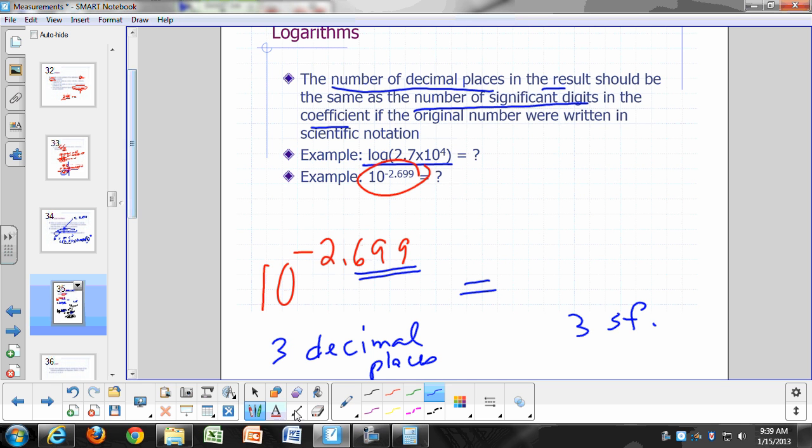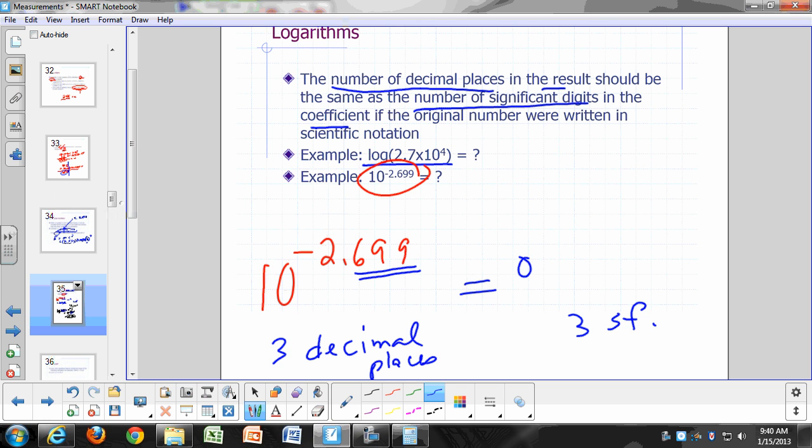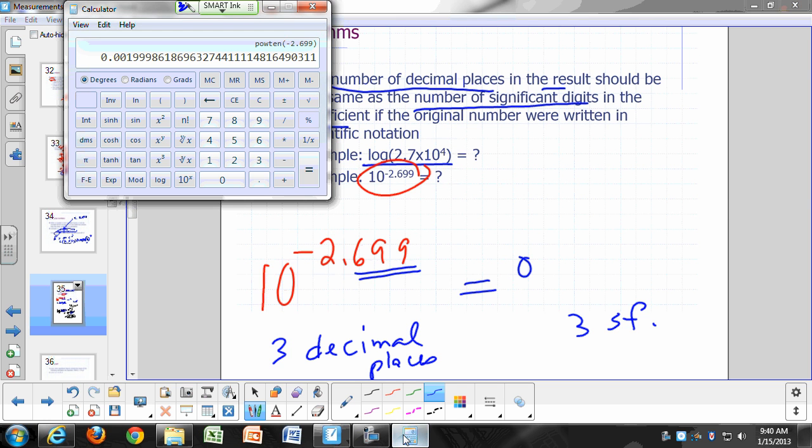So let's do that. Clear. Negative 2.699. Inverse log is this 10 to the x right here. So that gives you, what's that? 0.00199998. 3 9s and an 8.